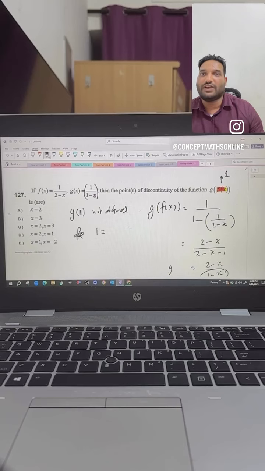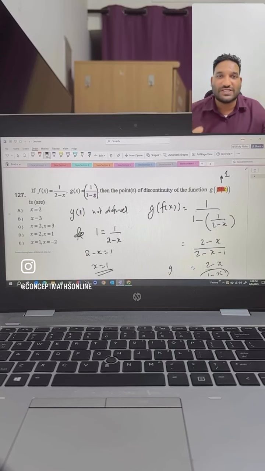So you take f of x should not be equal to 1. You can equate f of x to 1 first. So 1 by 1 is equal to 1 minus x, and here you will get 2 minus x equal to 1, x is equal to 1. So you got the first point of discontinuity.